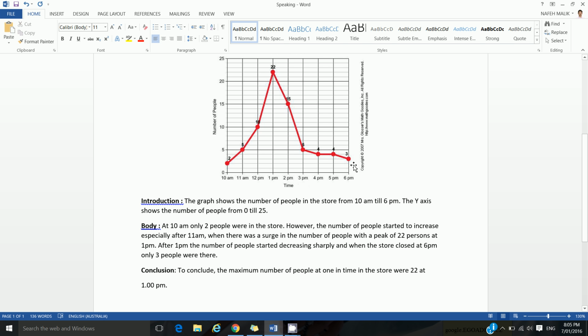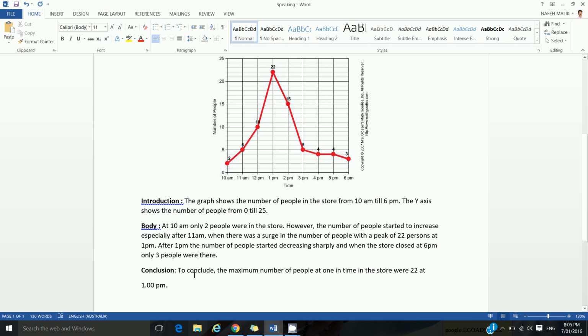And one thing that I discovered later on, when I used to do graphs the first time I saw PTE, I used to explain everything. Okay, 10 a.m., two people, 11 a.m., 6, 12, 10, 1, 22. You don't need to explain that many numbers. You just need to explain two, three numbers. That's it. Because it's not a mathematical speaking test. It's an English speaking test. They're judging how well you can explain the numbers, but in a much better vocabulary, not in a numerical way, but in English vocabulary in a beautiful manner.